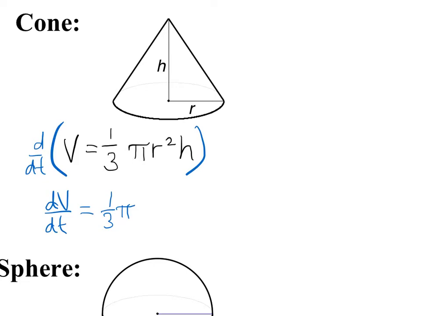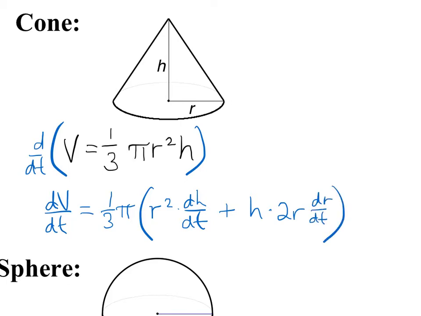So I'm going to get the 1/3 pi out of there, and what are we going to get inside here? Well, let's get the first function r squared times the derivative of the second, dh dt, plus the second function h. What is this going to be again? Times the derivative of r squared. That would be 2r dr dt. So there's our volume formula and the volume derivative.